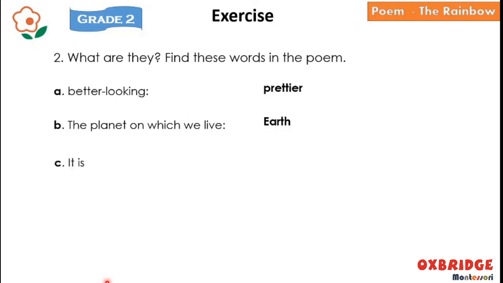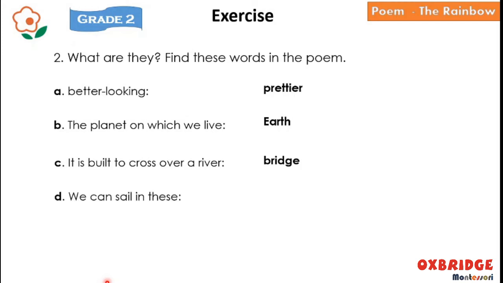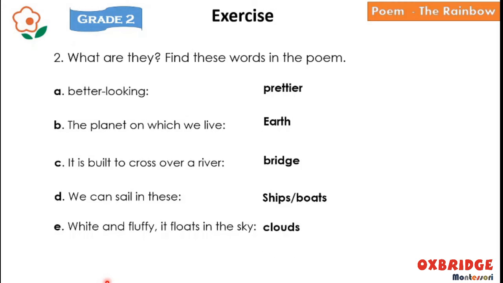Part C is it is built to cross over a river. So which thing is to cross a river? The man built a bridge to cross a river. Part D is we can sail in ships and boats. White and fluffy, it floats in the sky. And I know the answer, it's clouds.